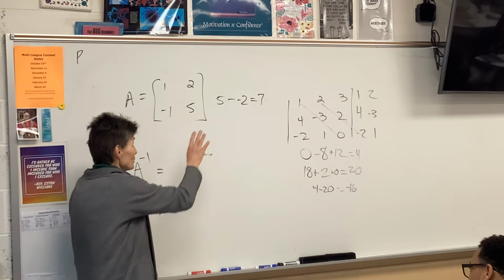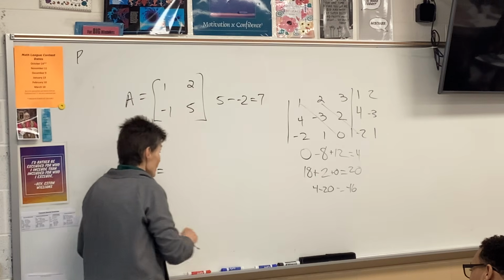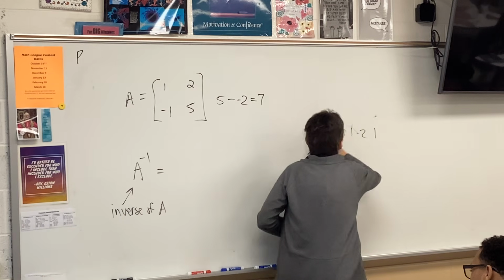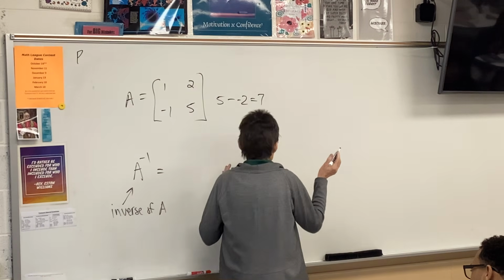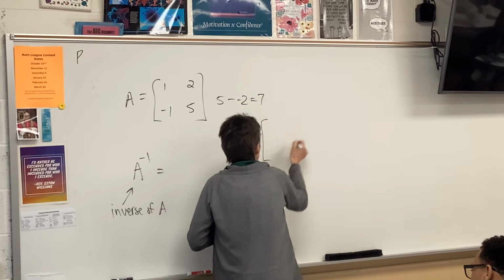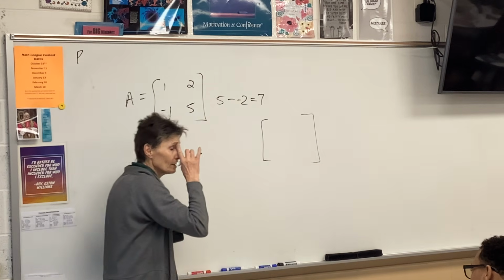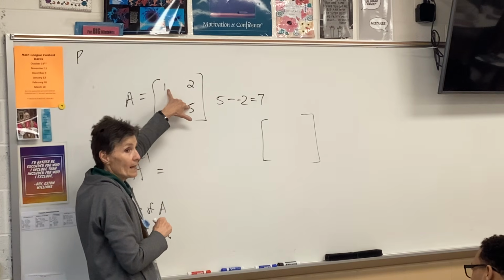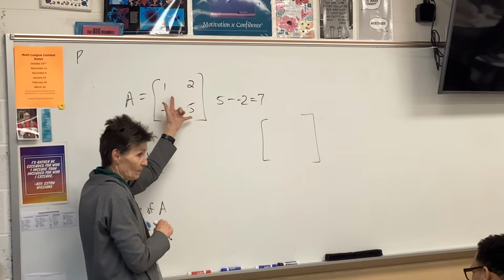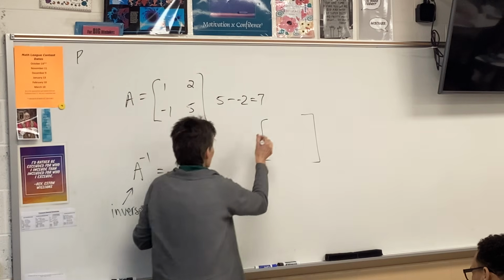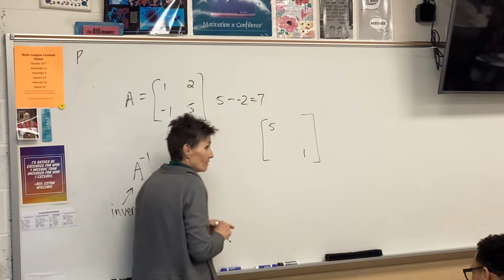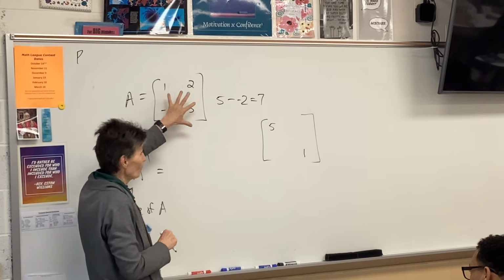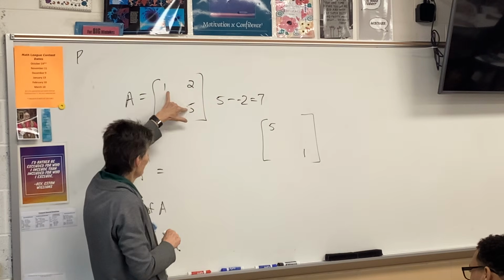So once you find your determinant, now you're going to make a new matrix. In the new matrix, this is going to seem really, really weird, but the new matrix is found by taking these two numbers on the right diagonal and switching them, flip-flopping them. So the 5 will be here and the 1 will be here.